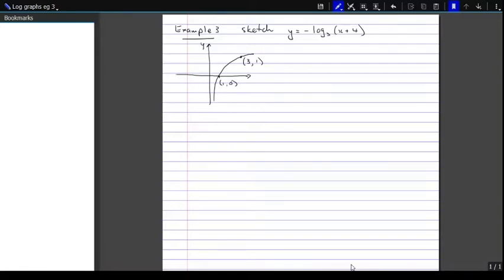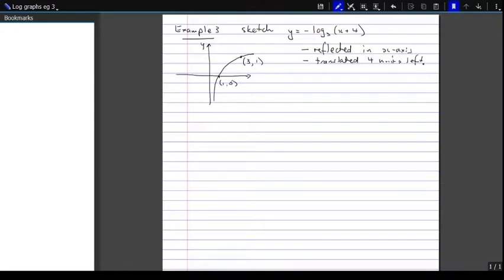Okay, let's think about what transformations are taking place. We're going to have a reflection, first of all, in the x-axis. So that will flip our graph. And we're also going to have a horizontal translation of 4 units to the left, which will mean that our asymptote is going to shift to the left.